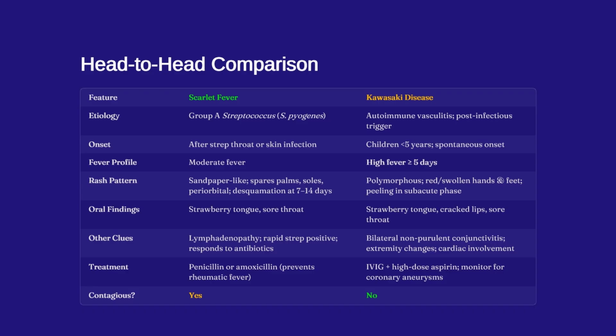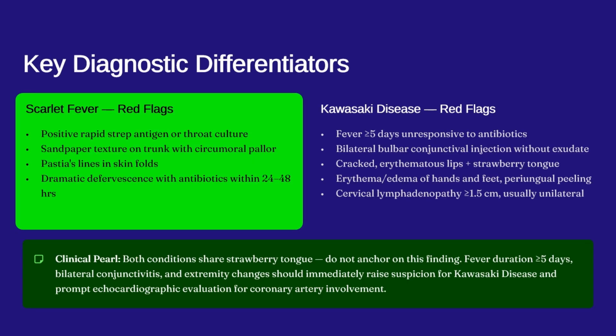The treatment for scarlet fever, they can respond well to penicillin or amoxicillin to prevent rheumatic fever. But the treatment for Kawasaki disease is IVIG plus the high dose of aspirin. And always take note, this is the only condition in children where you can give them high dose of aspirin, very high yield for the exam. And also monitor for coronary aneurysms.